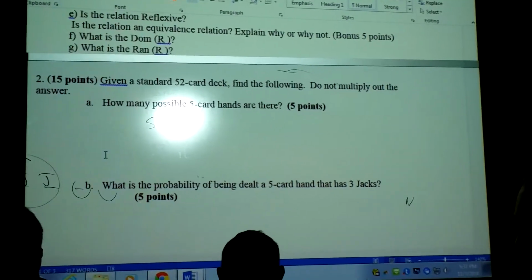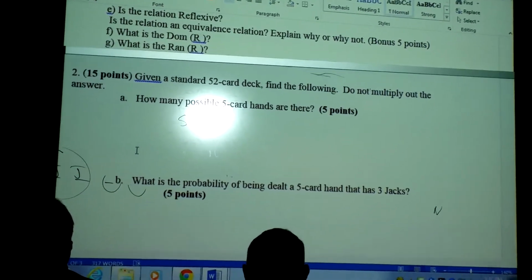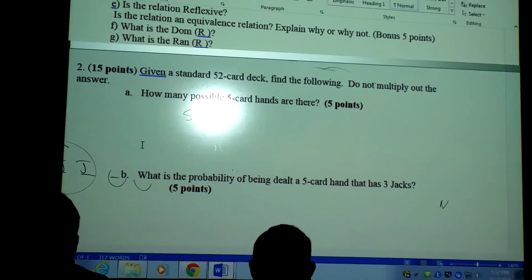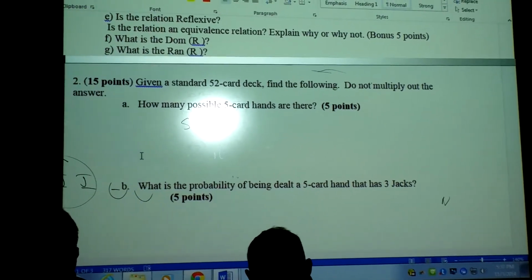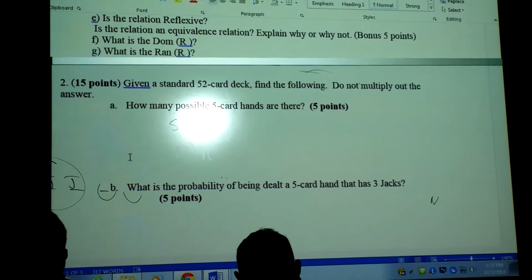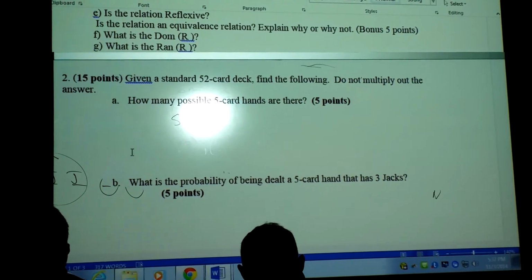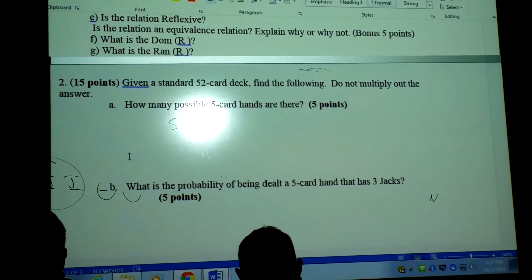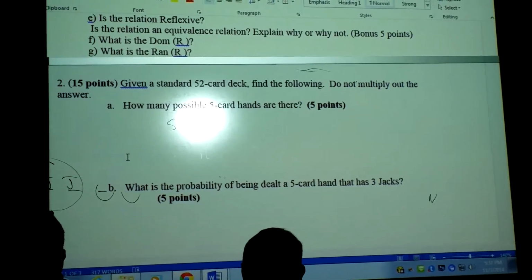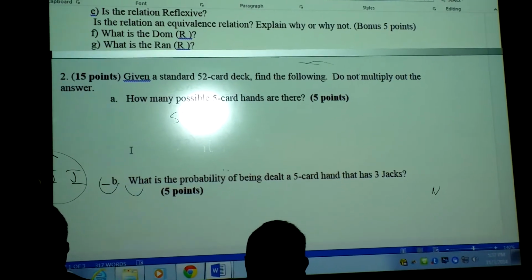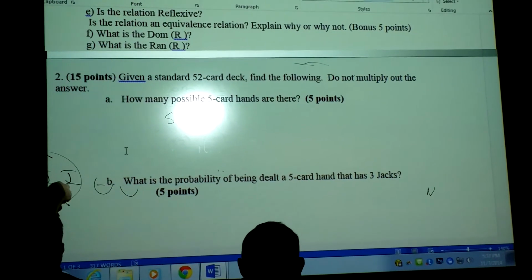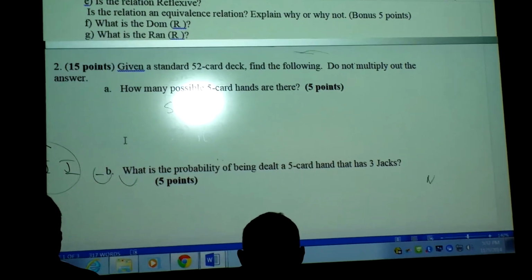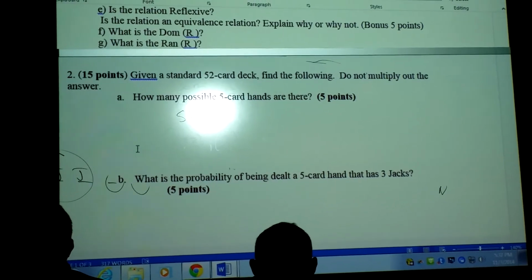So you have 3 jacks. How many ways can you have 3 jacks? You have 4 jacks, right? Choose 3 of those. That gives you the 3 jacks. And how do you get those other cards? If you did 48 choose 2, then those 2 cards could be related, right? 2 queens. And it doesn't specify that you can't.